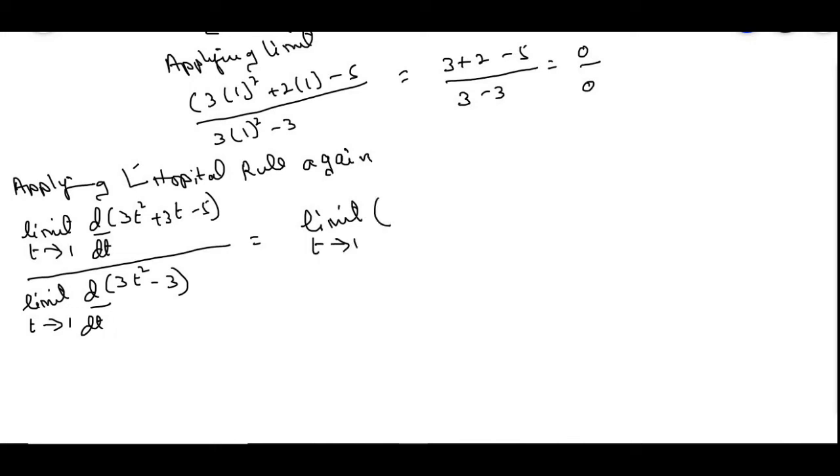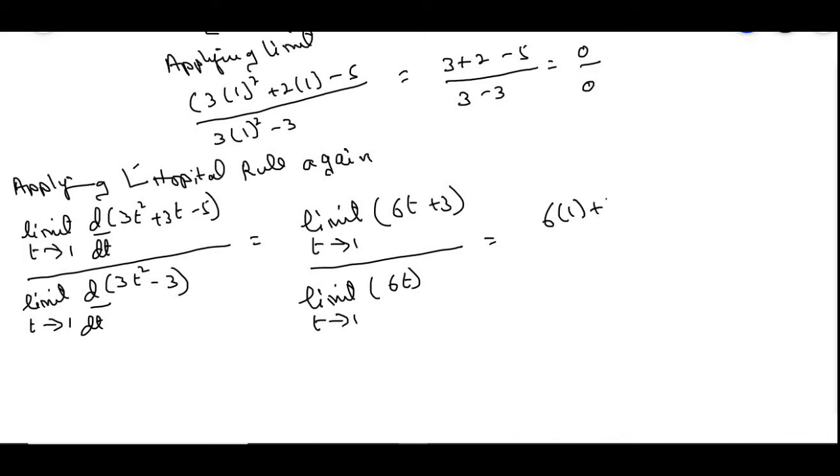On differentiating we get limit, because we are not going to apply limits yet, t approaches to 1 and we have 6t plus 2 whole divided by limit t approaches to 1 and we have 6t. Now applying the limit we get 6 times 1 plus 2 and 6 times 1, therefore 6 plus 2 over 6. Hence on simplification we get the answer.